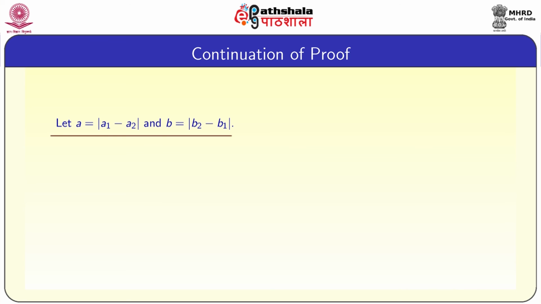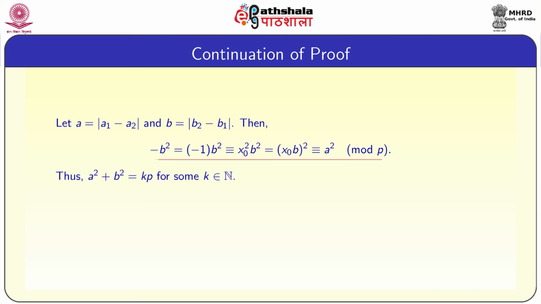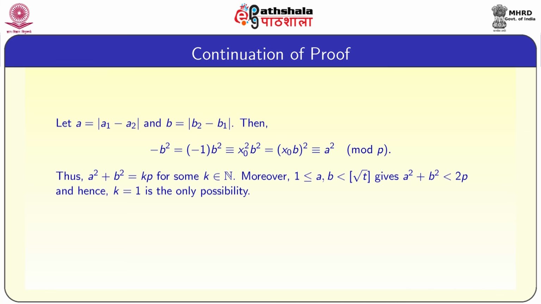So, let us take A equal to modulus of A1 minus A2 and B equal to modulus of B2 minus B1. Then minus B square, which is equal to minus 1 times B square, is congruent to x naught square times B square, which is (x naught B) whole square, or A square modulo p. Thus, we have A square plus B square equal to kp for some k belonging to N. Moreover, 1 is less than or equal to A, B less than root p gives us that A square plus B square is less than 2p, hence k equal to 1 is the only possibility.